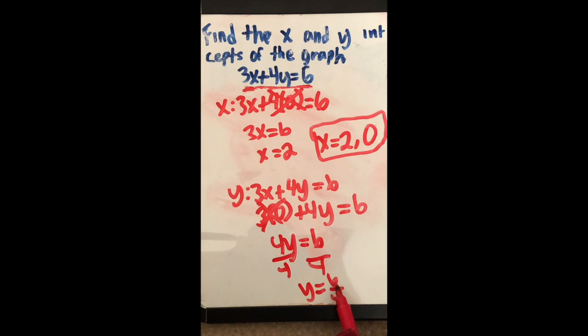We know that 6 can be divided by 2 and 4 can be divided by 2. So 6 divided by 2 is 3 and 4 divided by 2 is 2. So your y-intercept would be 3 over 2. And to write it in the proper form, y equals 0, 3 over 2. So those are your x and y intercepts.